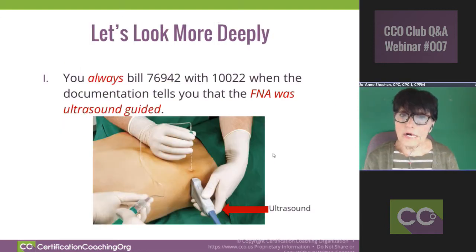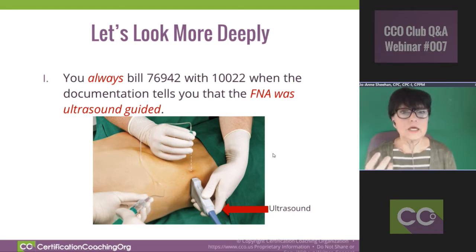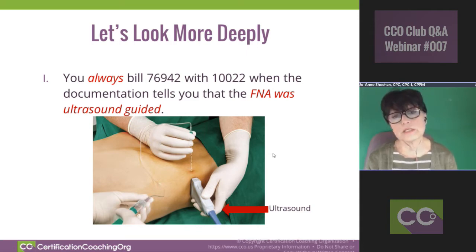So you always bill 76942 with 10022 when the documentation tells you that the fine needle aspiration was ultrasound guided. And so in this particular case, the club member used the 76942, and that's fine. That's the code we would focus on. But depending on the documentation, you may actually use a different code in the 70,000 range, which is the radiology section of your CPT, but you would only have the options that are presented to you in your CPT manual.